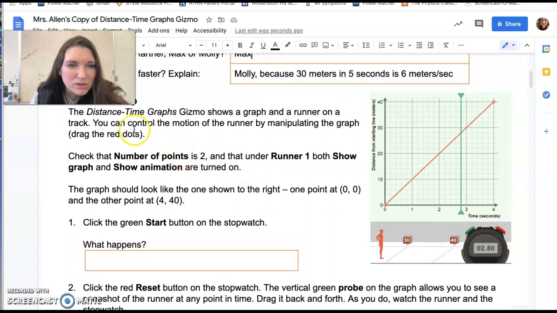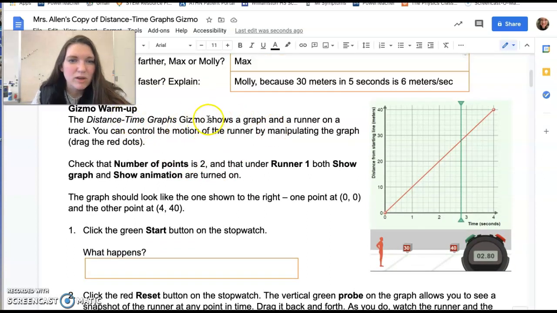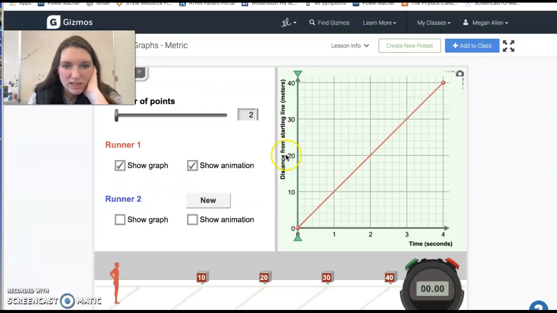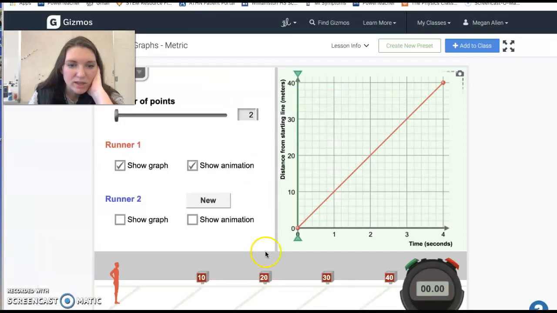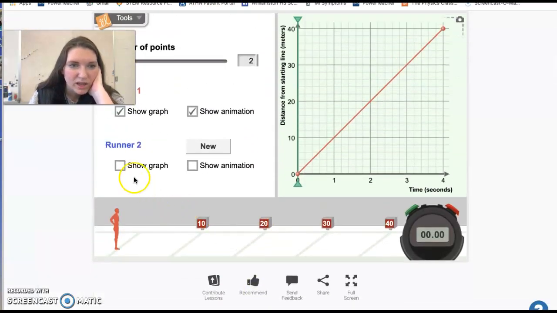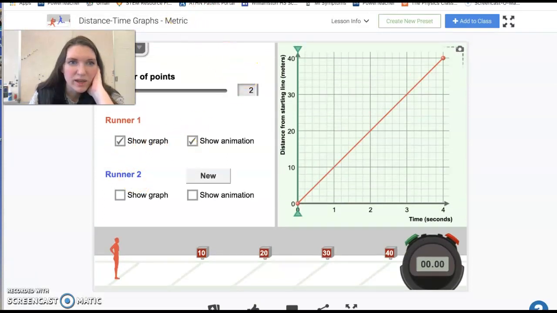So check the numbers. The Distance-Time Graphs Gizmo shows a graph and a runner on a track. You can control the motion of the runner by manipulating the graph and dragging the red dots. Check that the number of points is 2, and that under Runner 1, both Show graph and Show animation are turned on. Give me just a second to do that. So number of points is 2, okay. And under Runner 1, Show graph and Show animation. Okay, got it.